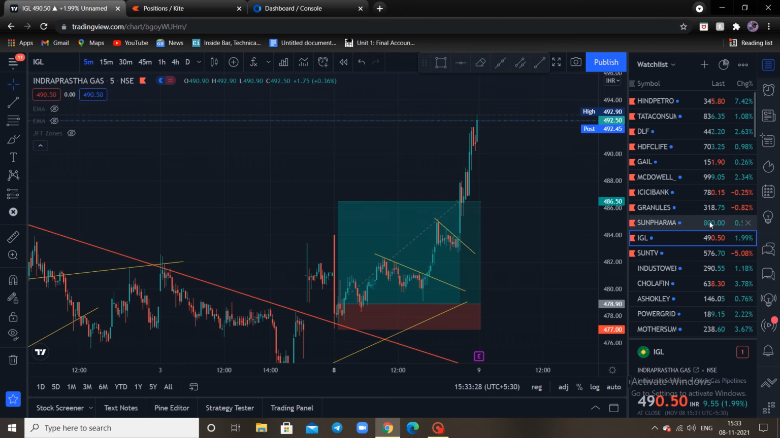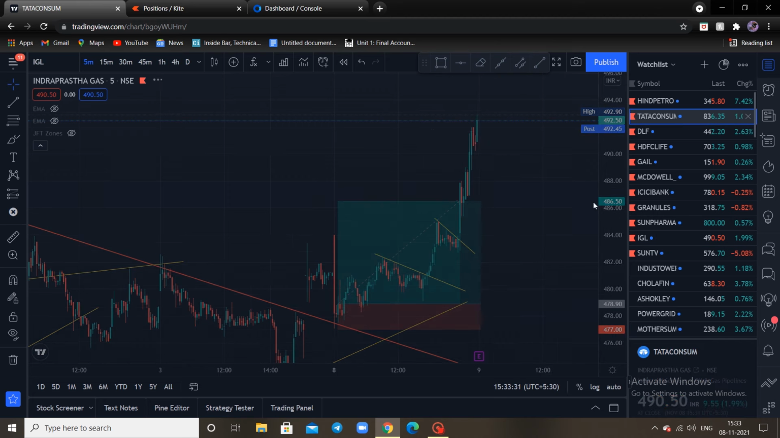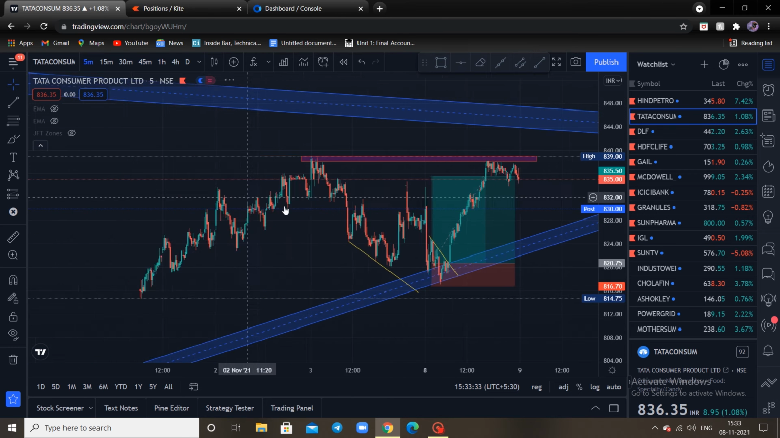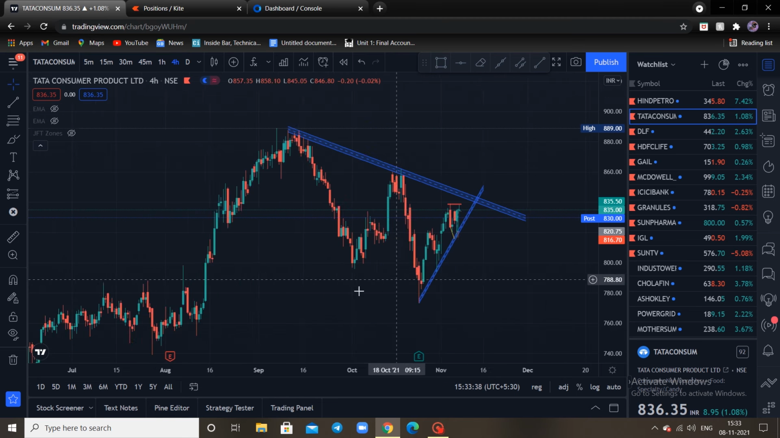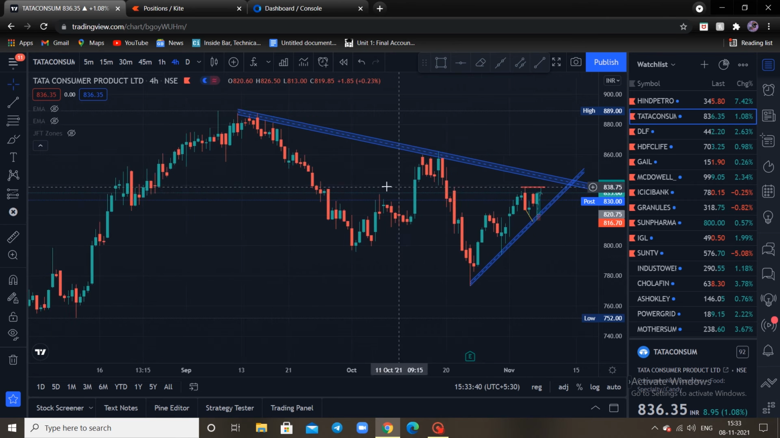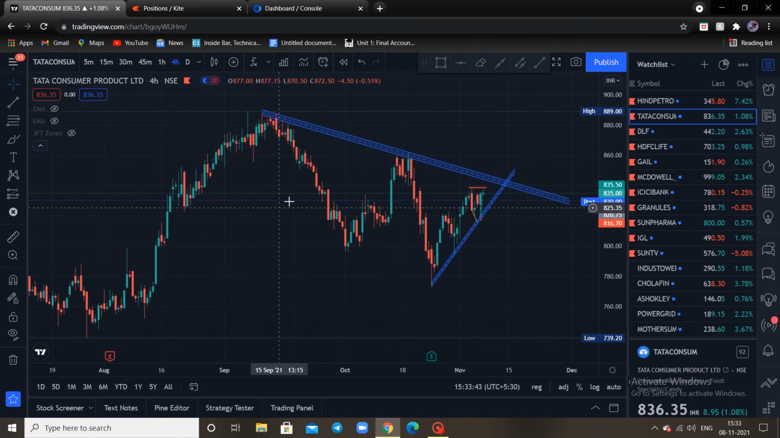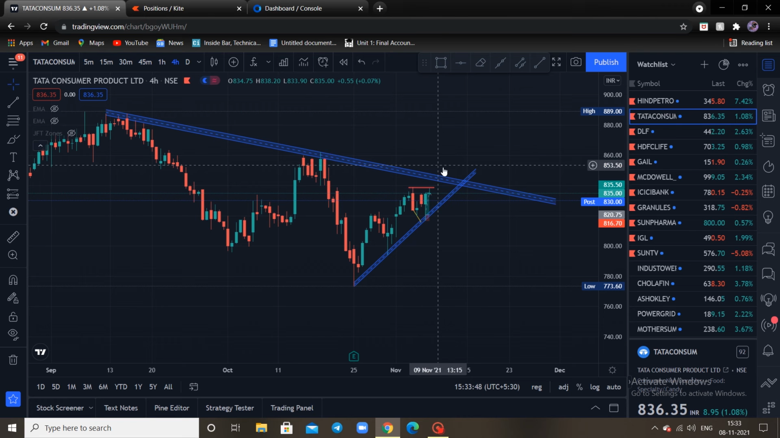Tata Consumer, there we go. Same setup. We come to the 4-hour time frame. As you can see, Tata Consumer is in a downtrend currently. Its upcoming resistance is somewhere over this trend line. I will be looking for any bearish candle, bearish engulfing or morning star, anything like that. Any of the bearish candle, I will short it. My target will be right here in the upcoming days.